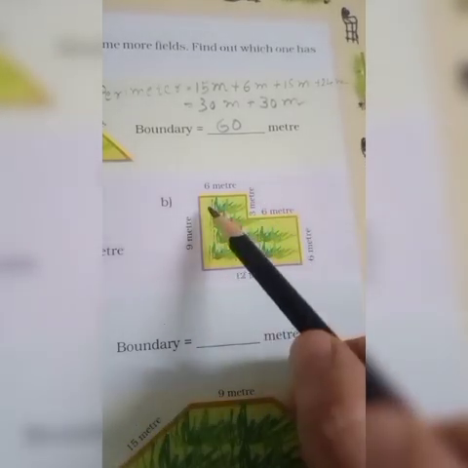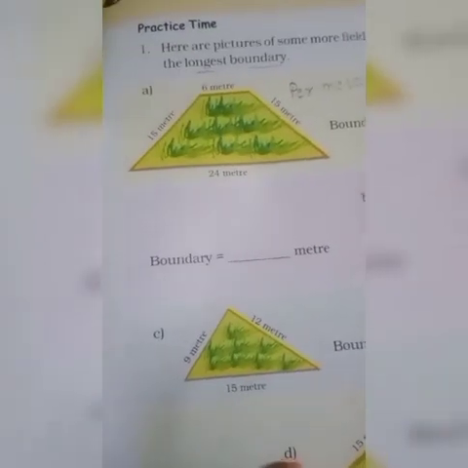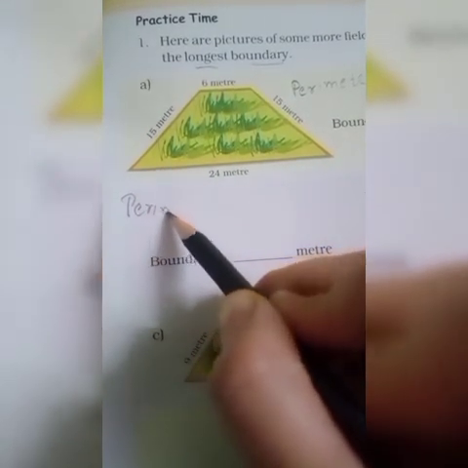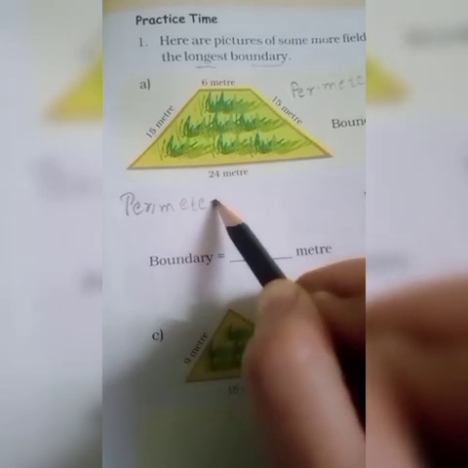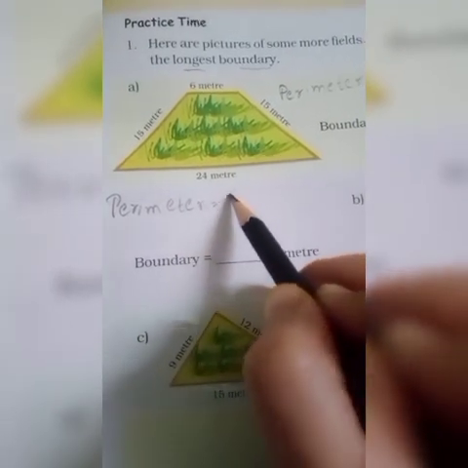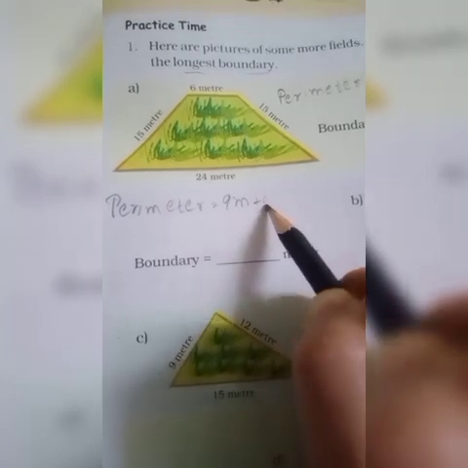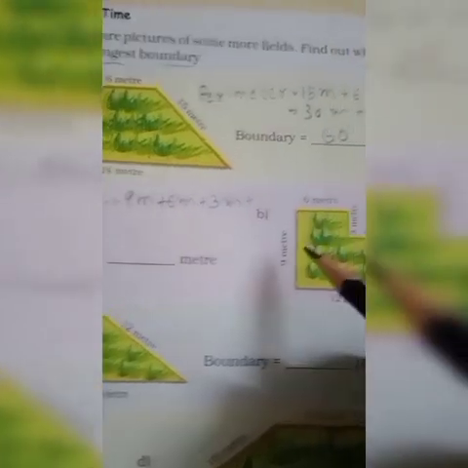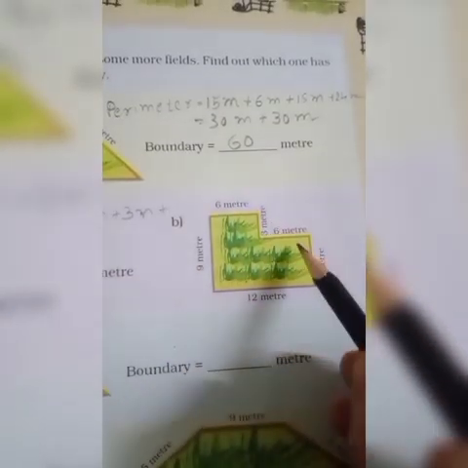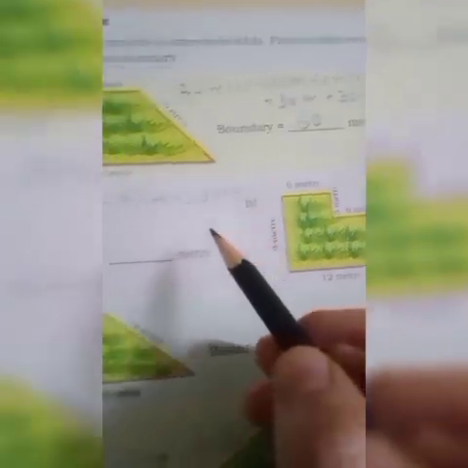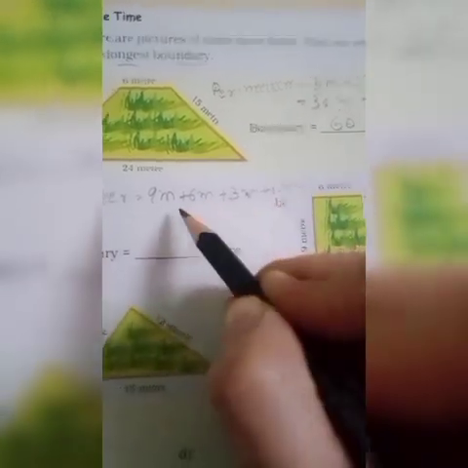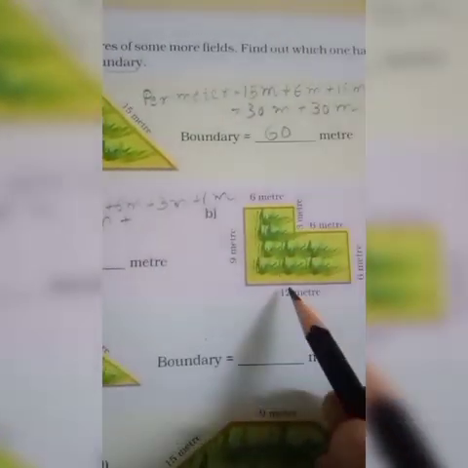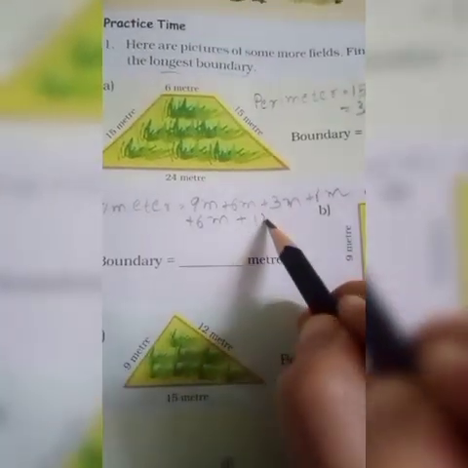Okay, so students, we are writing here perimeter is equal to, or you can say boundary. So perimeter is equal to 9 meter plus 6 meter plus 3 meter plus, so here I have mentioned 9, 6 and 3, then 6 meter, 6 meter, 2 times 6 meter, so 6 meter plus 6 meter plus, this is the last one, this is 12 meter.